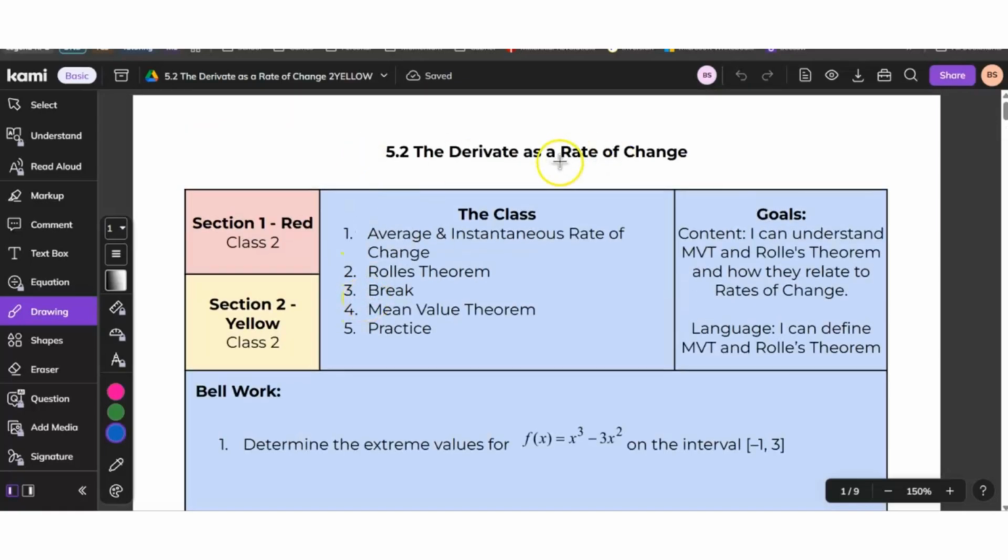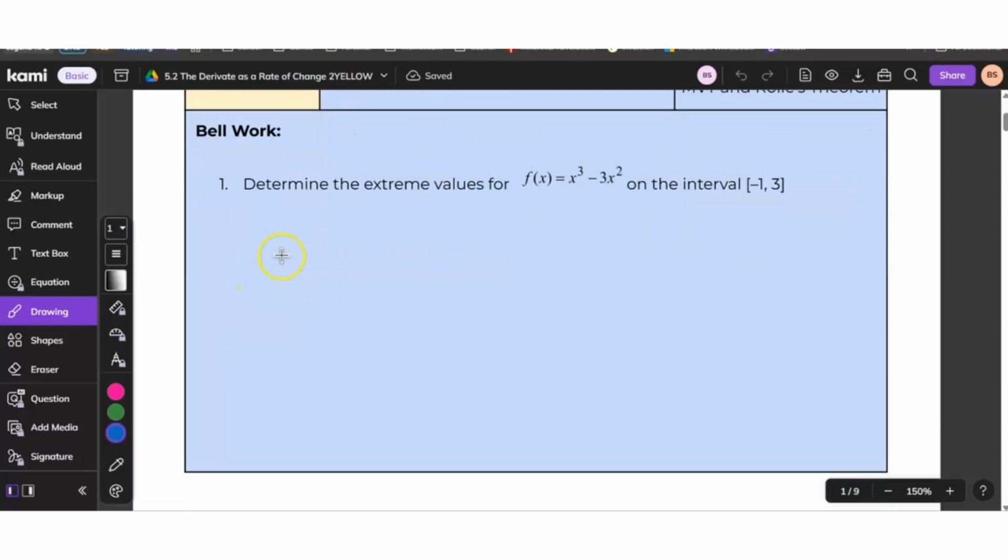Fantastic. All right, so we're looking at derivatives as a rate of change, which should not be new to us at all. And what we're going to do is determine the extreme values on this, which means we need to check what? What are the two things? Zeros? I guess technically we need to check continuity, but it's a polynomial, so it's continuous. Zeros and endpoints. Okay, so first thing I'm going to do is take the derivative.